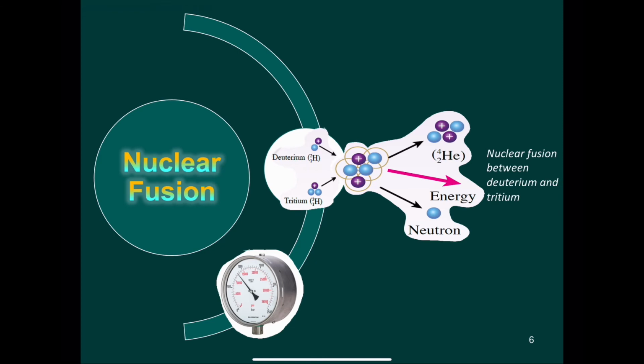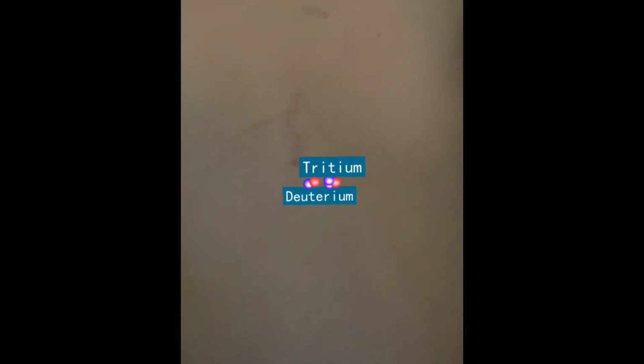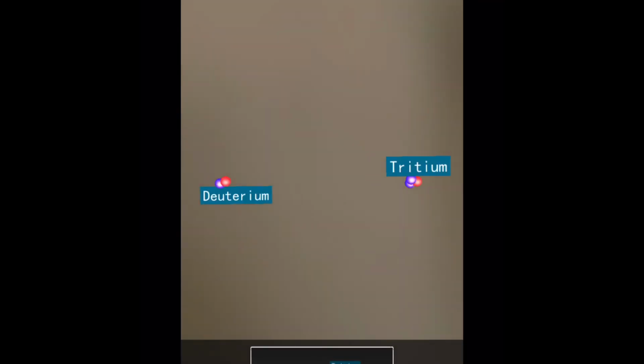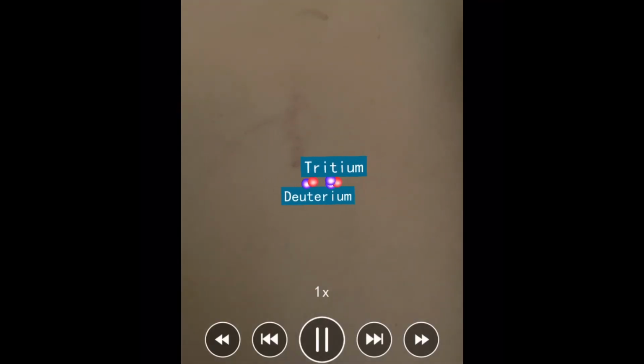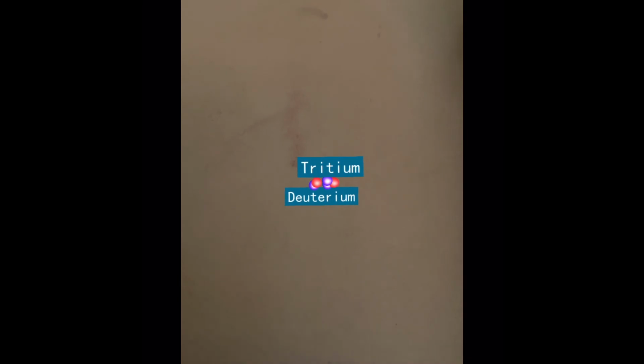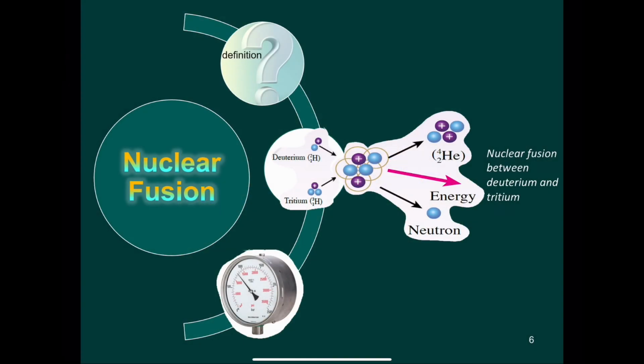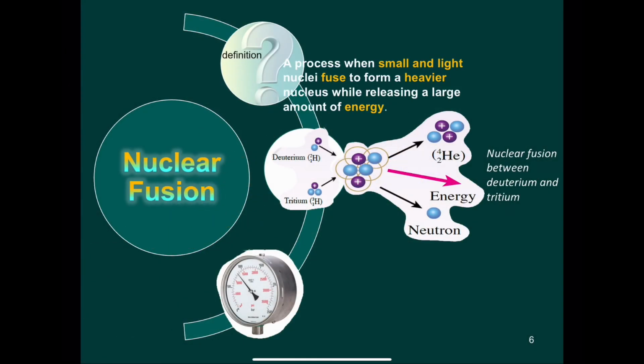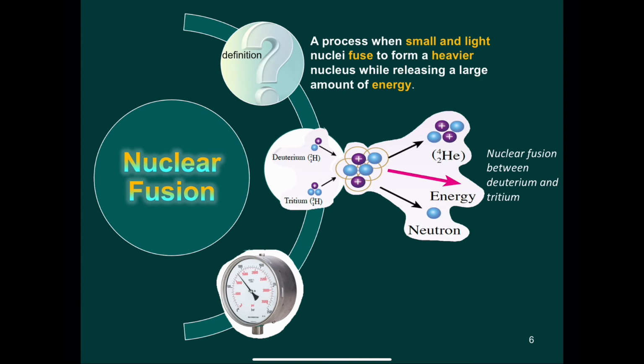What about nuclear fusion? So deuterium and tritium, two small and light nuclei fuse, forming another heavy nucleus. So the definition is a process when small and light nuclei fuse to form a heavier nucleus while releasing a large amount of energy.